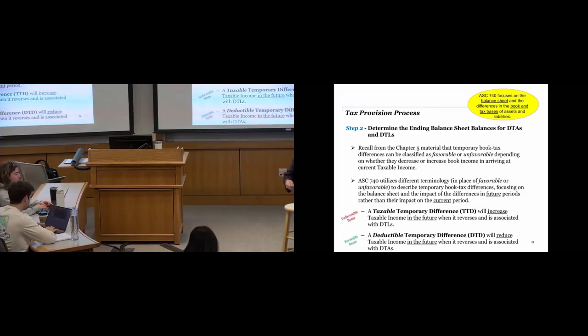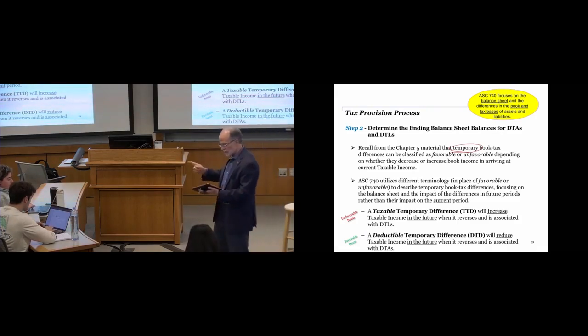And so recall from chapter 5, we have temporary book tax differences that are either favorable or unfavorable. Remember, my trick on that is I put my U.S. tax hat on. Like I'm the one paying the tax. Something's favorable to me if I pay less tax. Unfavorable if it causes me to pay more tax, right? Relative to book income. Okay?